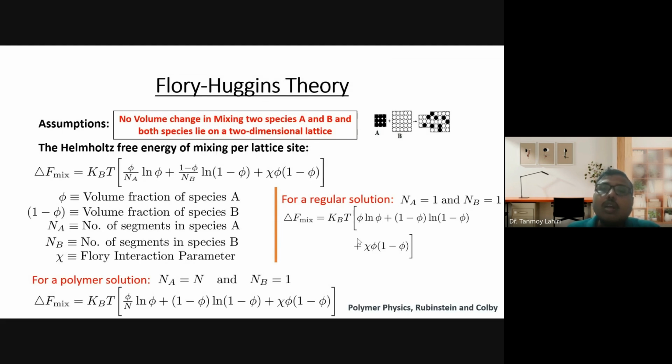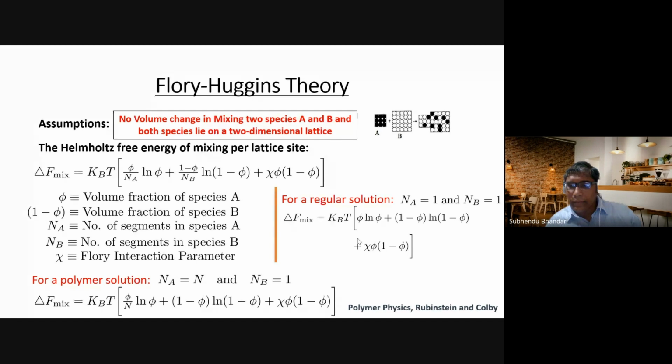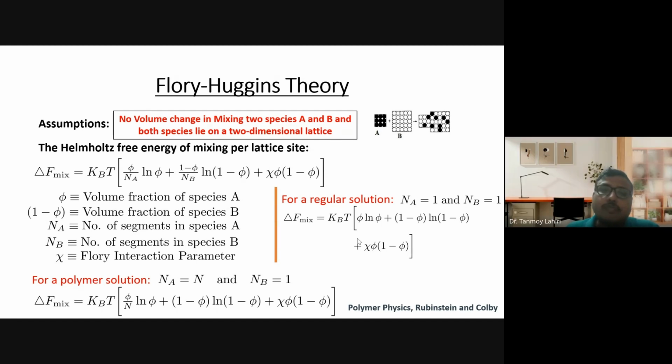And in this theory, they calculated the mixing free energy. And here is the expression for the mixing free energy. Here, phi is basically the volume fraction of species A. I have written them as species A and B. They can be polymer, they can be nanoparticles, and species B may be any kind of solvent, isotropic solvent or anisotropic solvent.